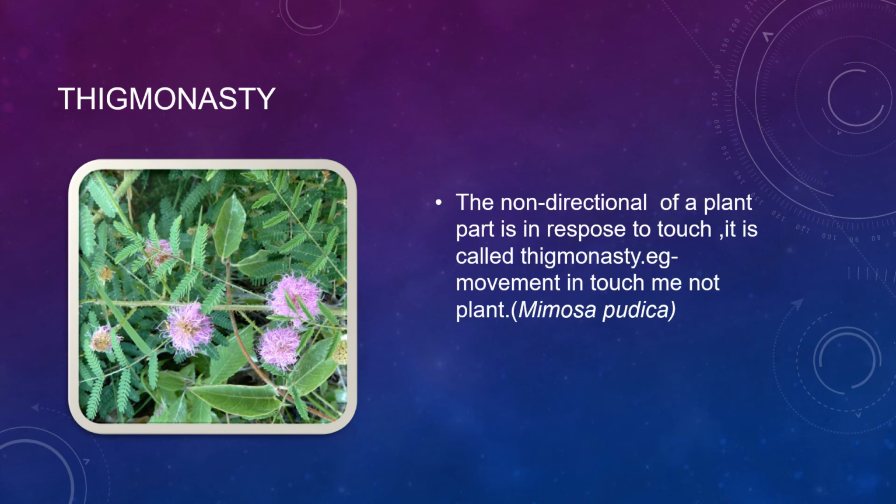Now thigmonasty, what is thigmonasty? When the non-directional movement of a plant is in response to touch, it is called thigmonasty. Take the example of the movement of the touch-me-not plant. When you touch the leaves of the touch-me-not, we know that they fold. That is Mimosa pudica. So that is thigmonastic movement, in response to touch. Okay, now we will move on to the next one.